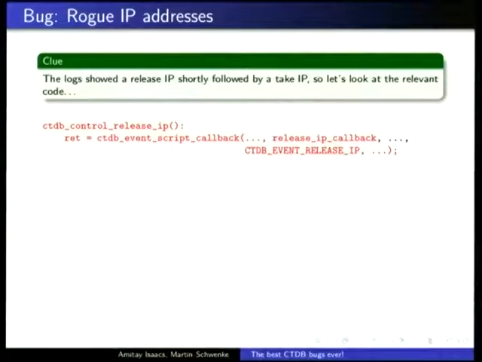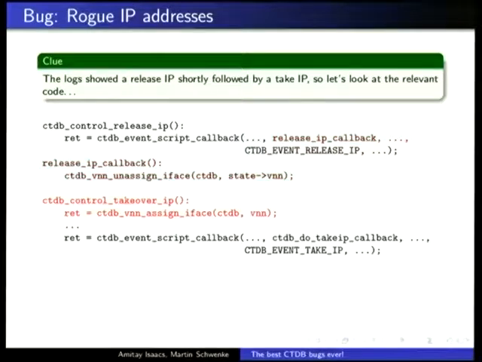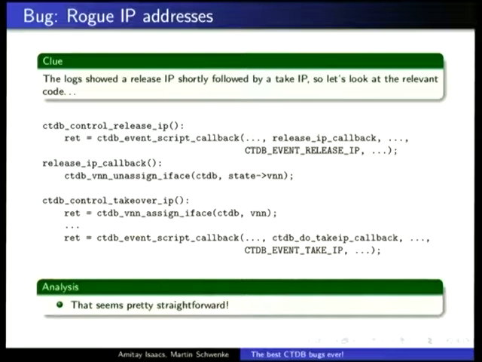So here's the code. The first thing we do is we launch the scripts, and then when the callback gets called, it disassociates the interface from the IP address. Then a take IP associates an interface with the IP address and then runs the scripts. The ordering of this is actually quite useful for other reasons, but that's pretty straightforward.